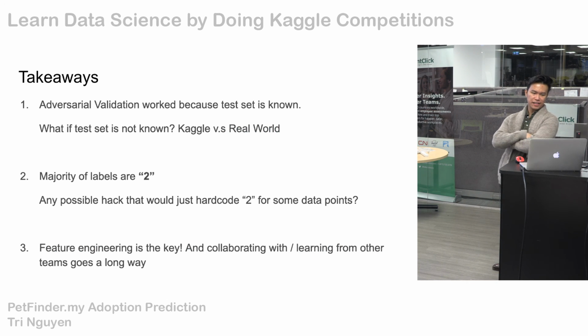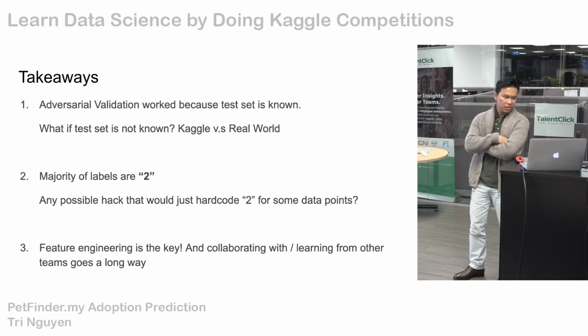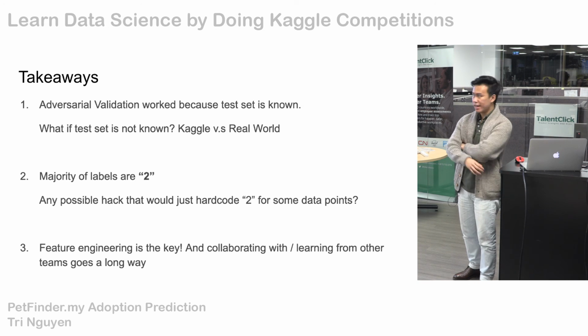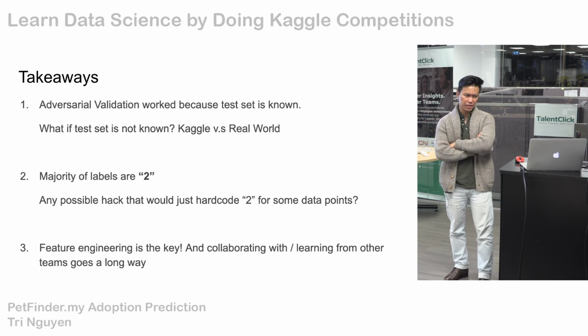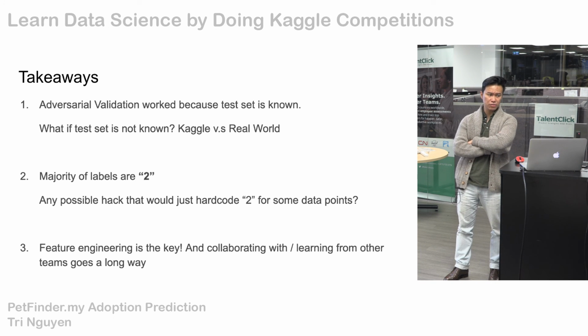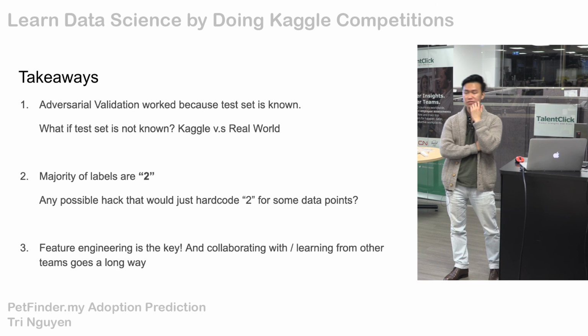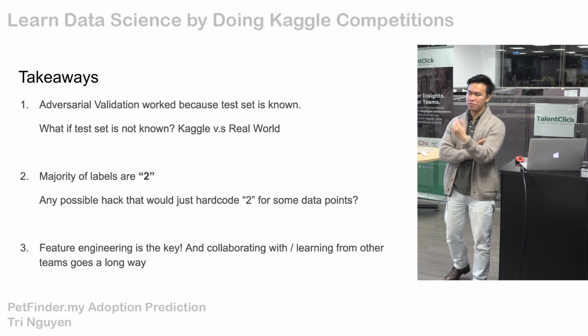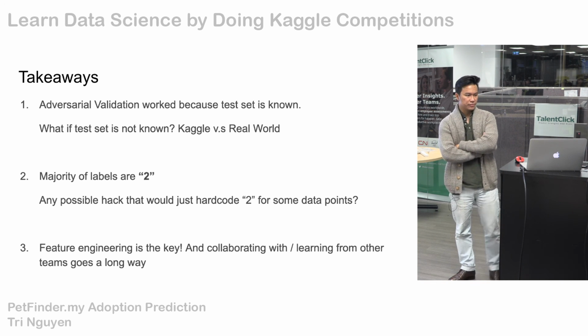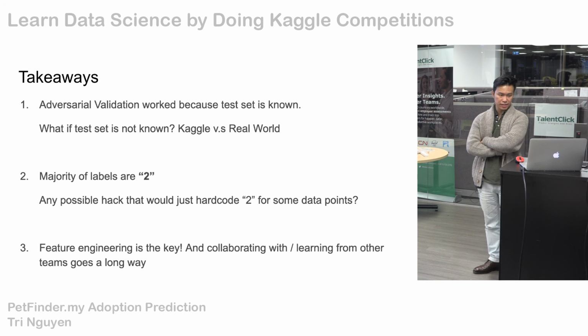So as discussed earlier, the takeaway from this is that adversarial validation worked because the test set is known. So what if the test set is not known? It's Kaggle versus the real world, which Alexei actually explained a bit, and it makes sense now.